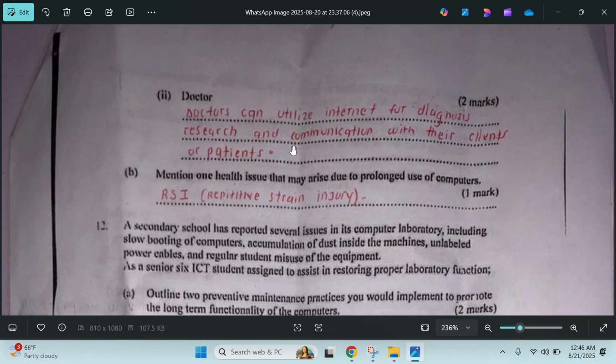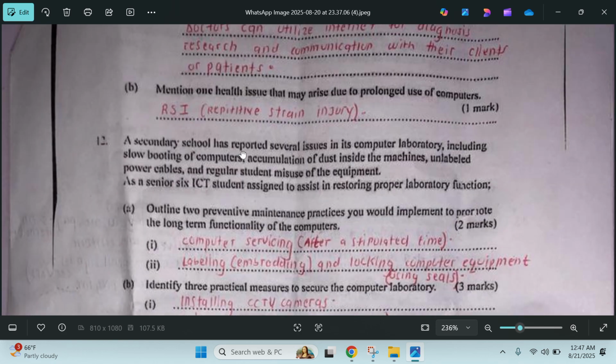And part B, mention one health issue that may arise due to prolonged use of computers. There are many issues, but I just came up with RSI, which is a repetitive strain injury that affects joints when you use computers in a wrong sitting posture or a wrong standing posture.